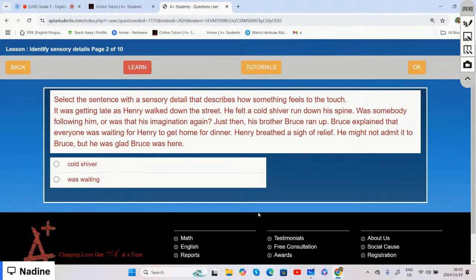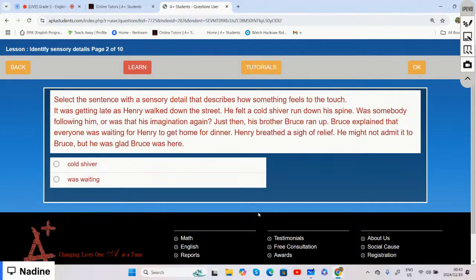It says, it was getting late as Henry walked down the street. He felt a cold shiver run down his spine. Was somebody following him, or was that his imagination again? Just then his brother Bruce ran up. Bruce explained that everyone was waiting for Henry to get home for dinner. Henry breathed a sigh of relief. He might not admit it to Bruce, but he was glad Bruce was here.